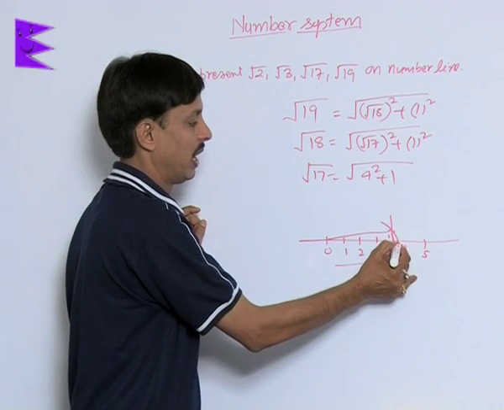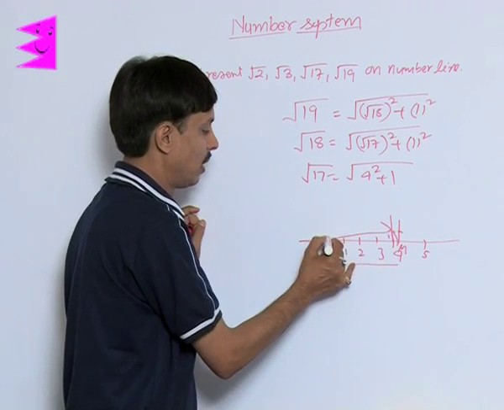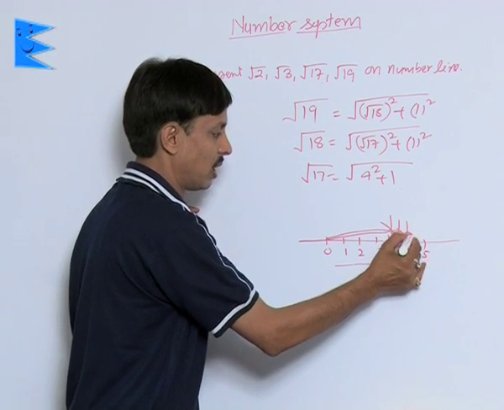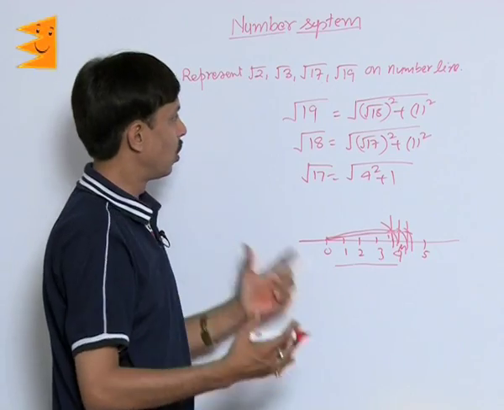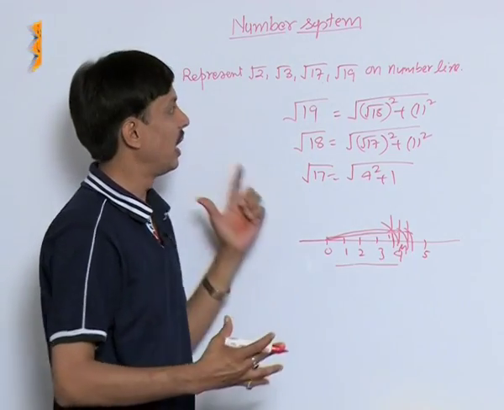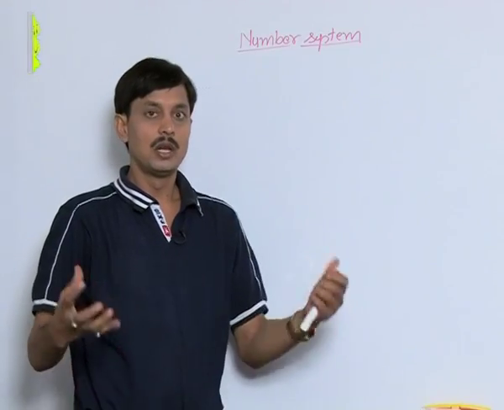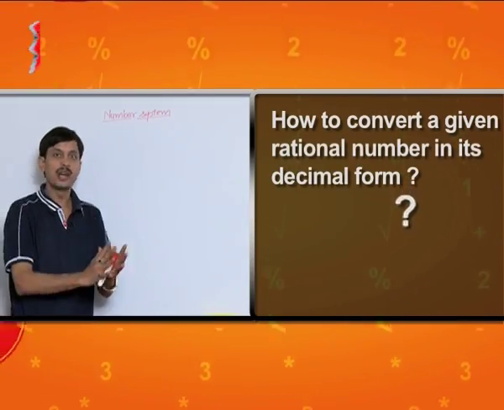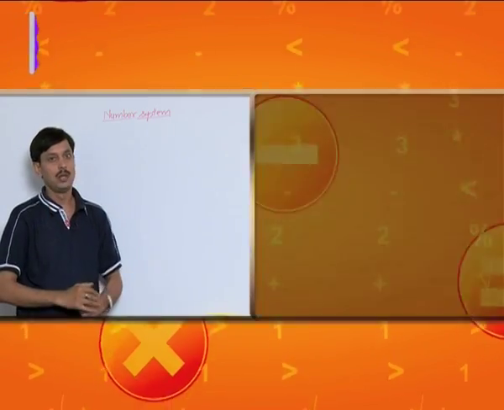point M or N. Now on this root 17, again 1 unit and joined, this becomes root 18. On root 18, again 1 unit joined, so this becomes root 19. So we can represent any irrational number on the number line. Now the question is how to convert the given rational number into its decimal form.